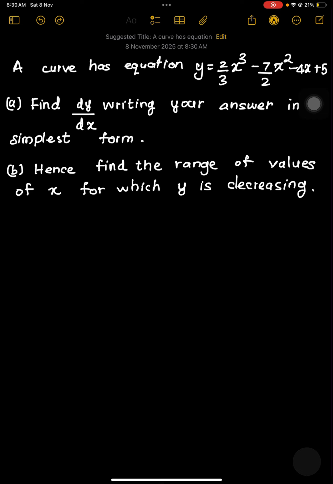So let's start the A part here. A curve has an equation y is equal to, it's given. Find dy over dx, writing your answer in simplest form.